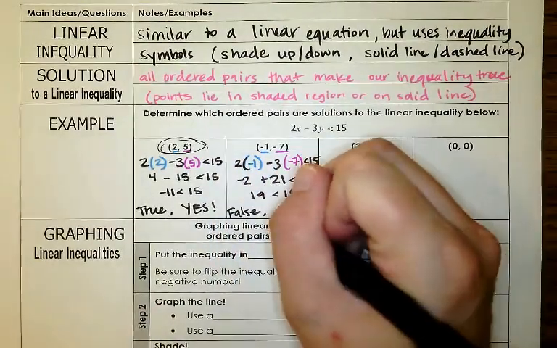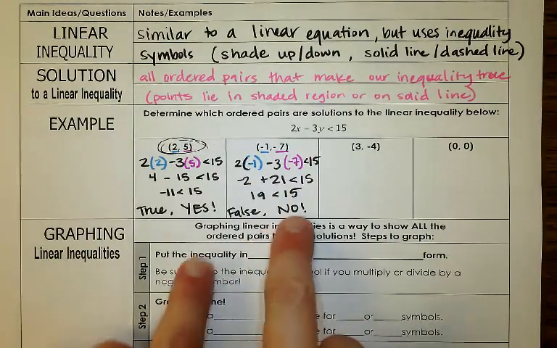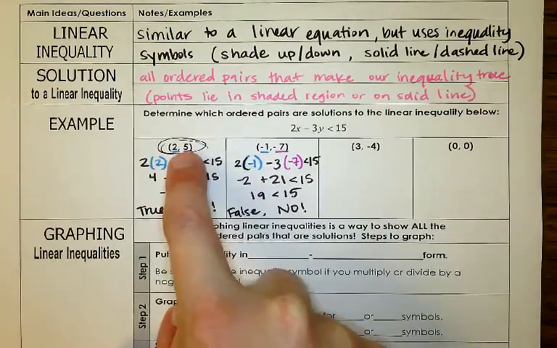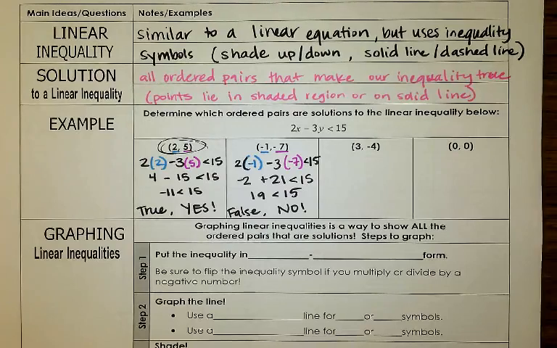So this point is not in our solution set. Does that make sense, guys? So this one is not a solution. (2, 5) is. (-1, -7) doesn't work because it's false when you plug it in. Does that make sense, y'all? Okay, we're going to do this a couple more times.